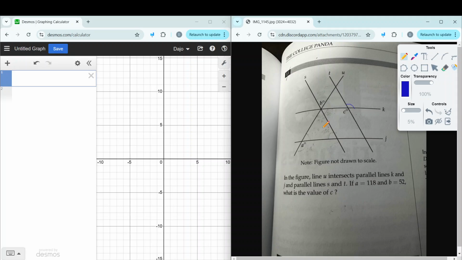Alternatively, this is a quadrilateral, and we know that it adds up to 360 degrees. So we could find this angle, this angle, and this angle, and then derive C. Or maybe we could find this angle over here, and subtract it from 180 to get C. So there are a bunch of different ways to do it.